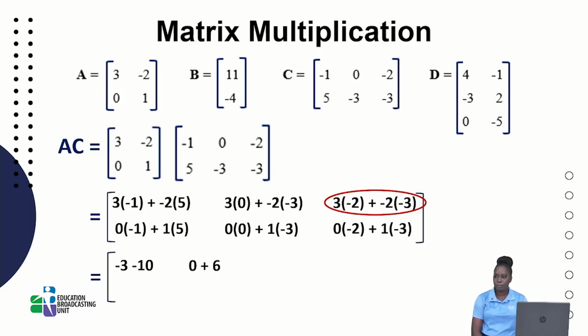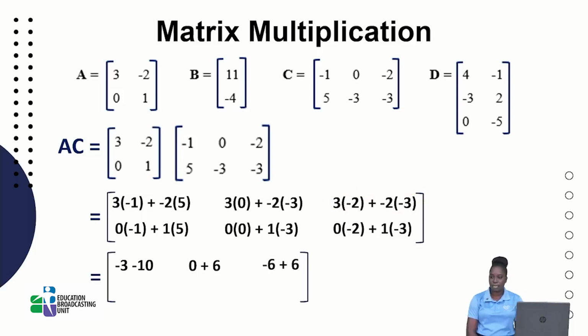3 times negative 2 plus negative 2 times negative 3. 3 times negative 2 would be negative 6, and negative 2 times negative 3 is plus 6 or positive 6. 0 times negative 1 is 0, plus 1 times 5 is 5, so that's 0 plus 5. 0 times 0 is 0, plus 1 times negative 3 is negative 3, so that would be 0 minus 3. And 0 times negative 2 plus 1 times negative 3, well, 0 minus 3, sorry, 0 minus 3.